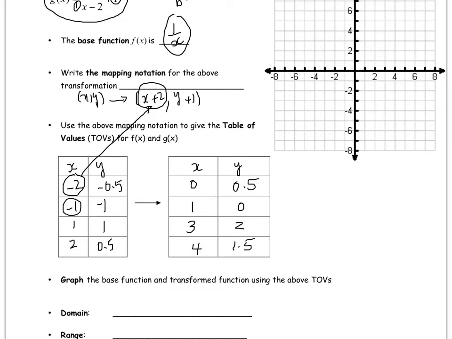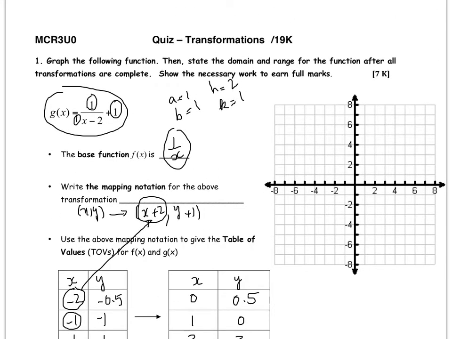Now the next part says graph the base function and transform function using the above tables of values. When you are plotting rational functions like this one, remember that I said that you have to find the vertical asymptote, horizontal asymptote, x-intercepts, and y-intercepts. And then using these and a couple of other points, plot the graph. So we are going to go back to our transform function and try to find the vertical asymptote.